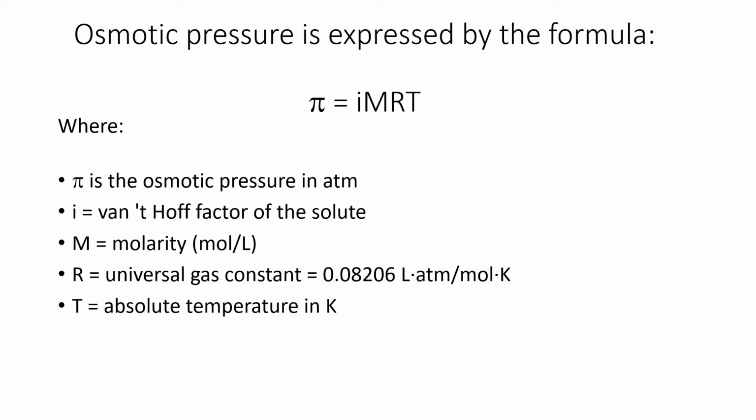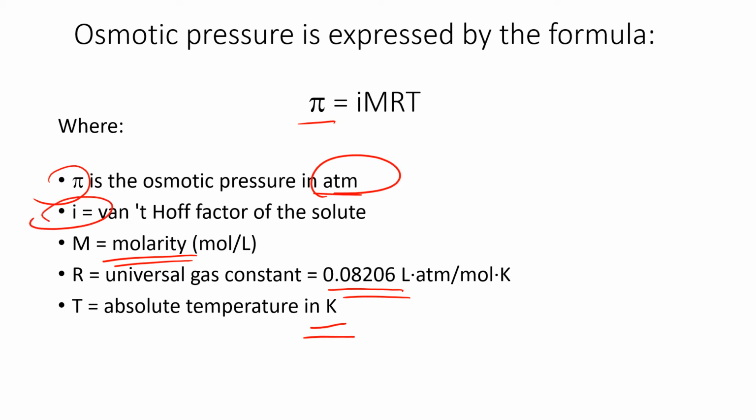All right, osmotic pressure is expressed by the following formula: pi equals i times capital M, which is molarity, not molality, times R, which we will use later on as well in gases, times your temperature in Kelvin. Pi is pressure, unit is atmospheres. i is the Van't Hoff factor, so you should recognize that hopefully.